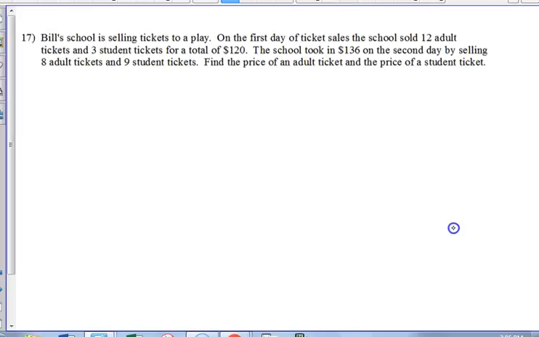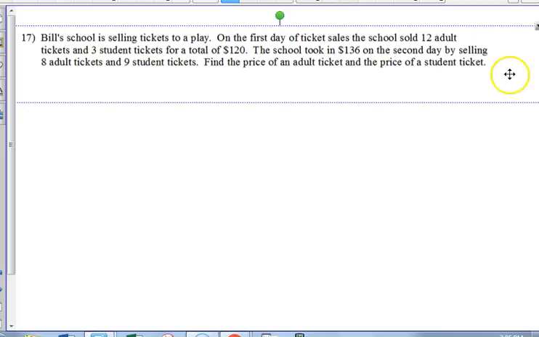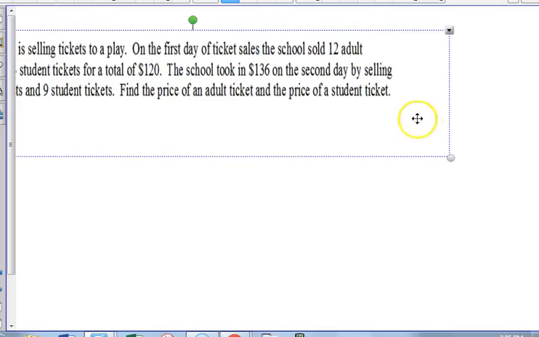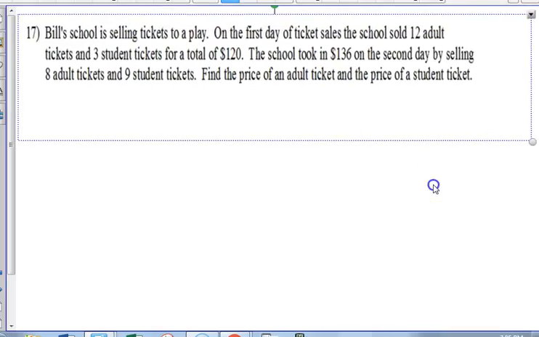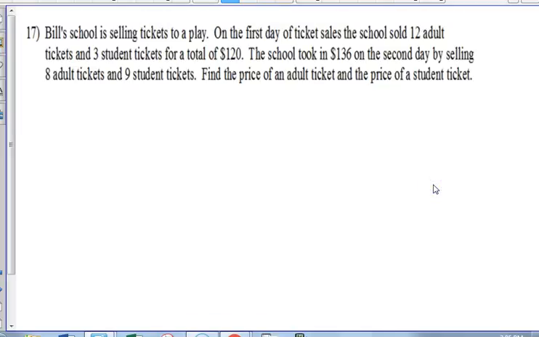All right, there are 2 more word problems on your sheet, and I kind of want to skip both of them. Because when you read this question, what does this remind you of? Did you know that's on Netflix? I did. Bill's school selling tickets to a play. On the first day, the tickets sold 12 adult and 3 students for a total $120. School ticket $136 on the second day by selling 8 adult and 9 students. It's just like the buses and the vans, isn't it?